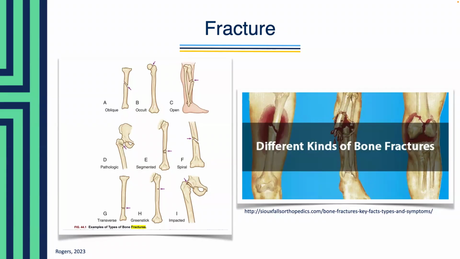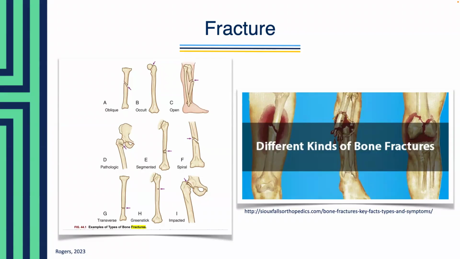So when we're thinking of fractures, there are several different types, so you need to be familiar with them. Figure 44.1 goes over the different types, so just look over those. Just to name a few, we've got the oblique, the occult, complete fractures, and incomplete fractures. Complete fractures are when the bone is broken into two or more separate pieces, versus incomplete fractures, where the bone is cracked or partially broken, but not all the way through. Examples include greenstick, torus, or bowing fractures.